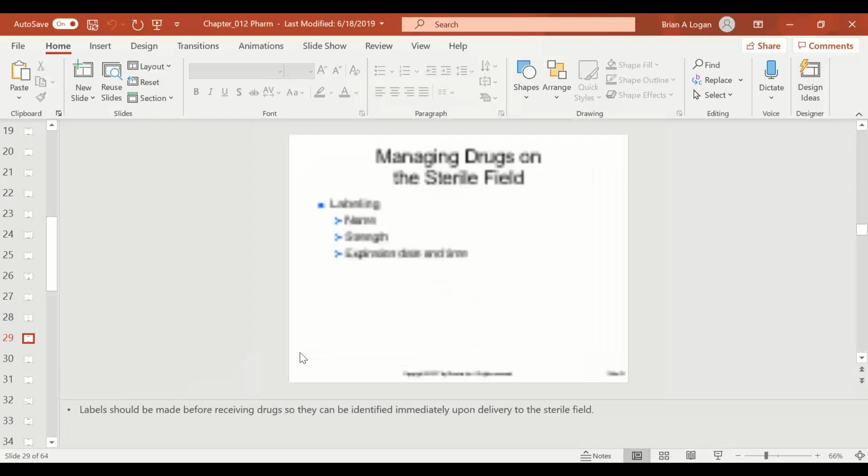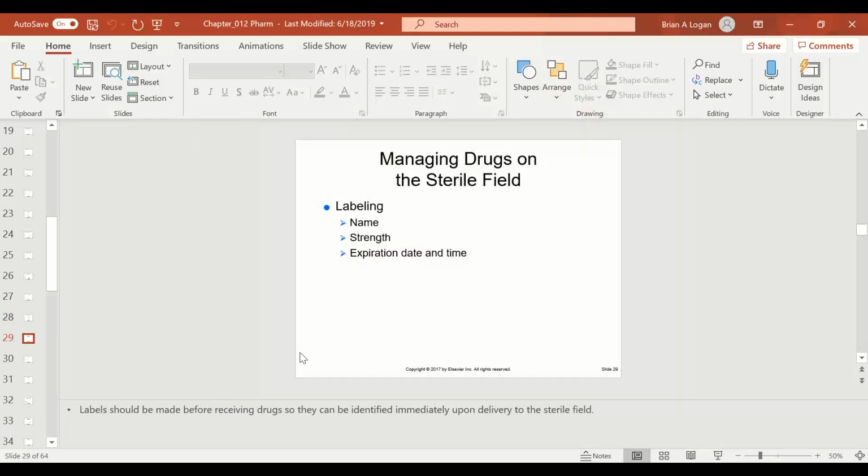Shrink that back down, not that much. There we go. And you're labeling them, right? It's the name of the drug and the strength that it comes in. You do not have to write the expiration date on your label. These are the two things you need: name and strength.